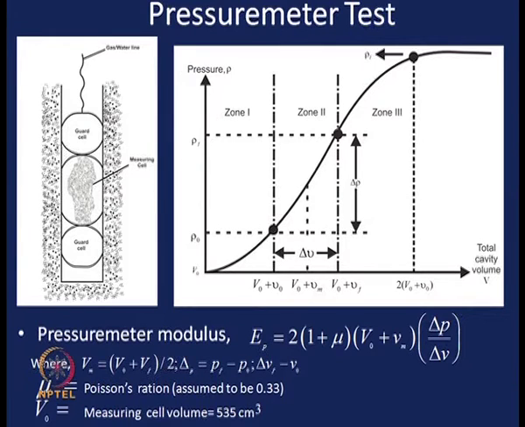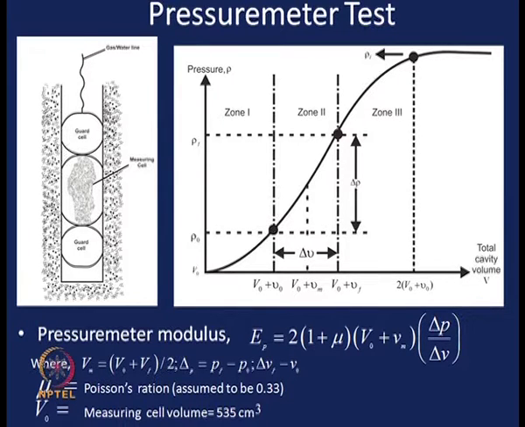In this zone, it reaches the P0 condition, that is from capital V0 to V0 plus small v0, where it reaches its initial condition, and this pressure P0 is the in situ soil pressure. So, this is the reloading zone. Then this portion is the pseudo elastic zone, where the volume expansion and pressure curve is linear. The third zone is called the plastic zone.